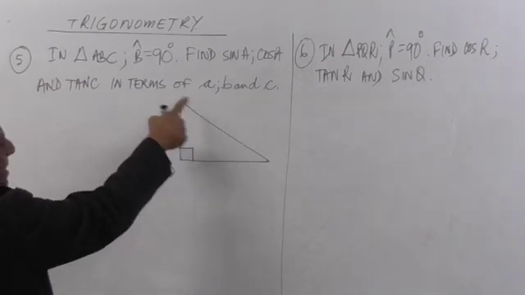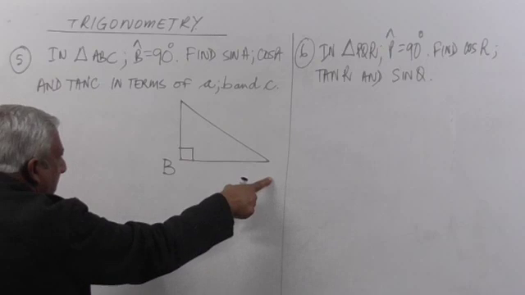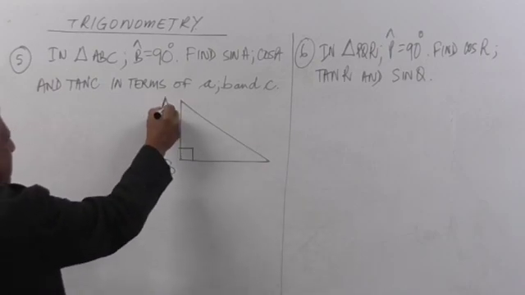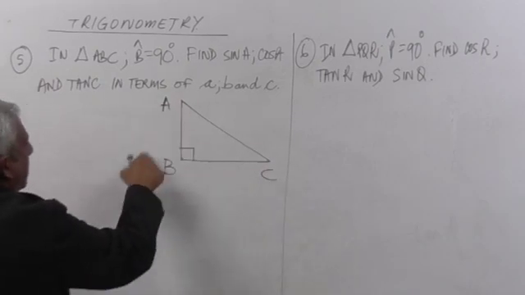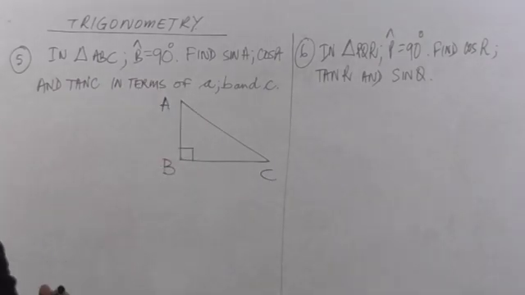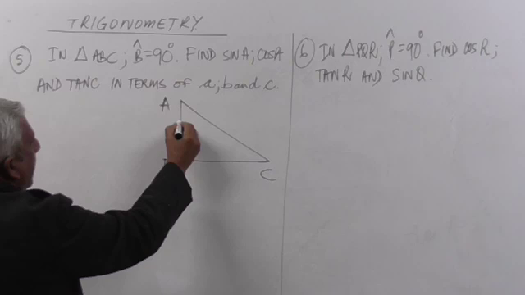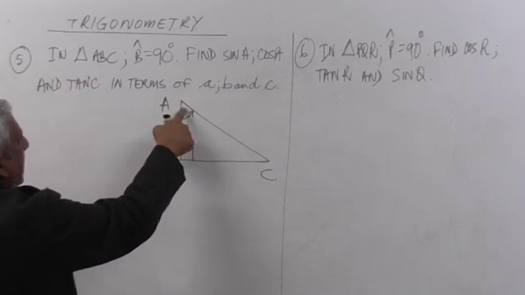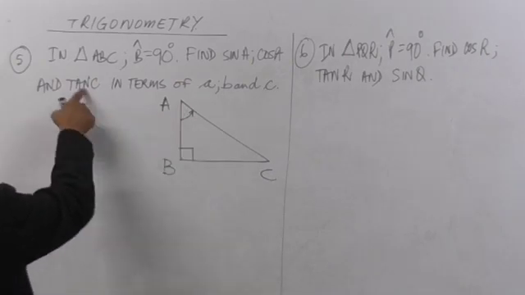Now you can put A here and C here, or you can put A here and C there, it doesn't matter. So that's triangle ABC. Angle B is 90. Find sine A. So we're looking at this angle here. Find sine A, cos A, and tan C.